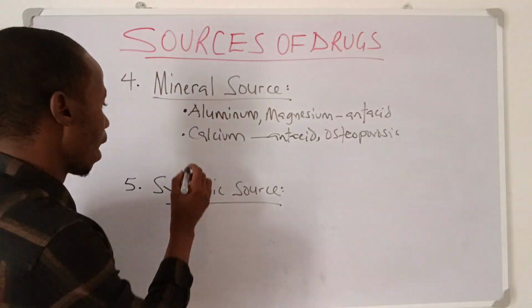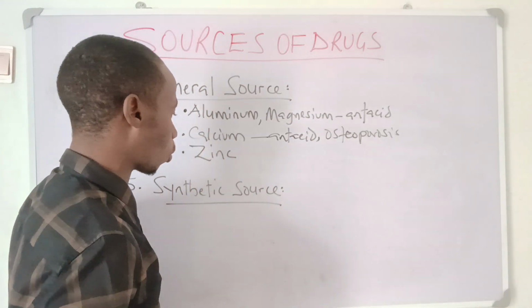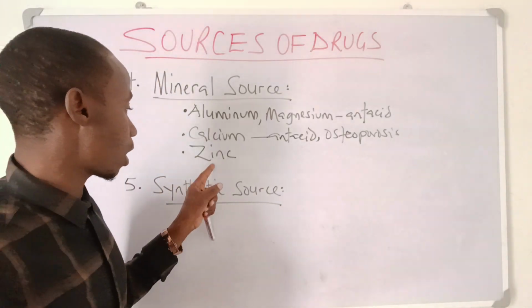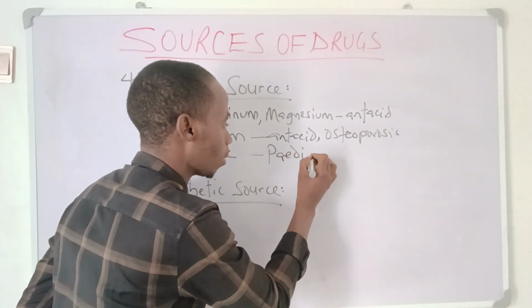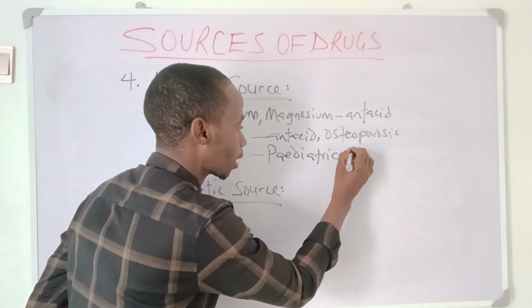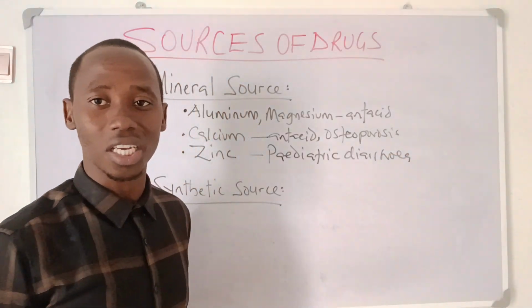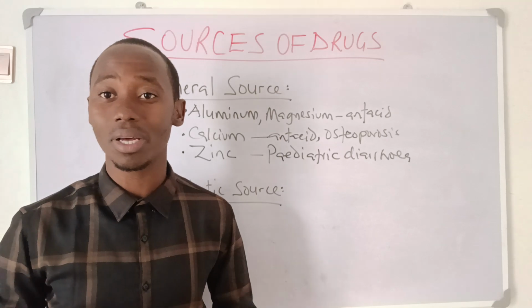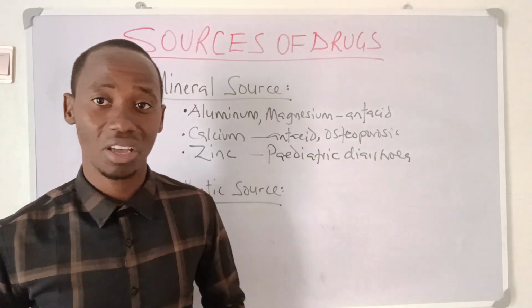Then another example is zinc. Zinc, that we all know, commonly comes together with ORS, oral rehydration solution. Zinc is very effective in managing pediatric diarrhea. It's commonly used to manage pediatric diarrhea. Also, zinc is very important in the sense that it boosts our immune system. Therefore, it is sometimes used to combat viral infections.